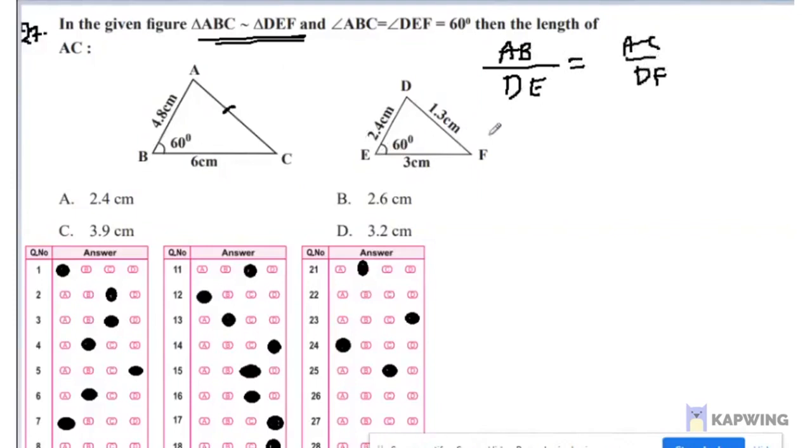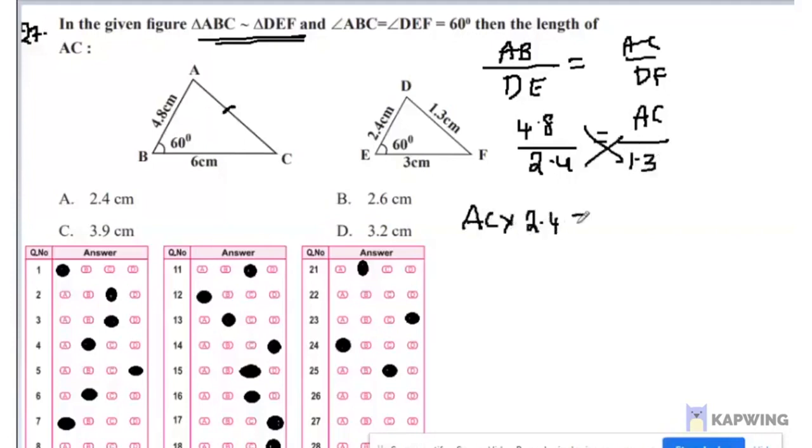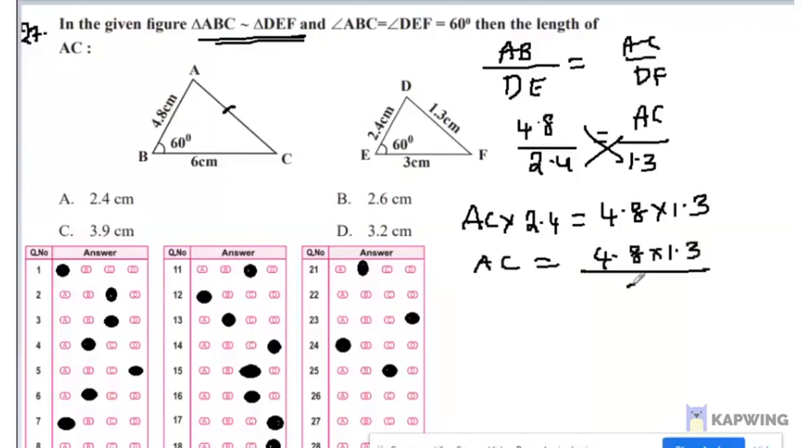So AB value they have given as 4.8 centimeters and DE value as 2.4. I'm just replacing the values. AC we have to find and DF is 1.3. Cross multiplication, AC into 2.4 is equal to 4.8 into 1.3. AC is equal to 4.8 into 1.3 divided by 2.4.